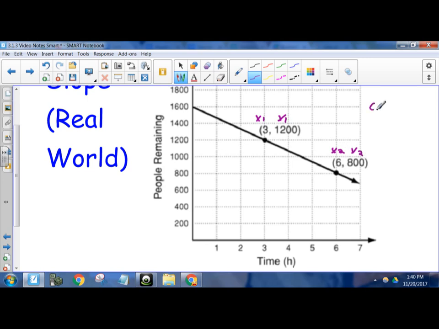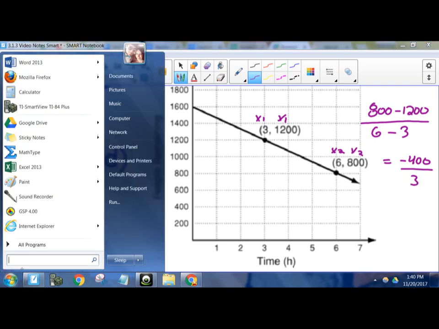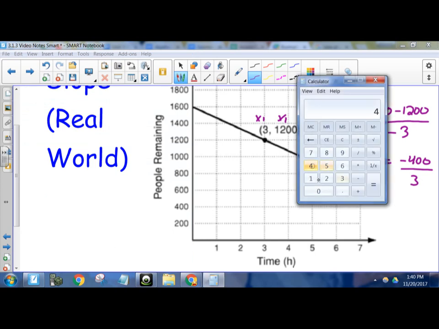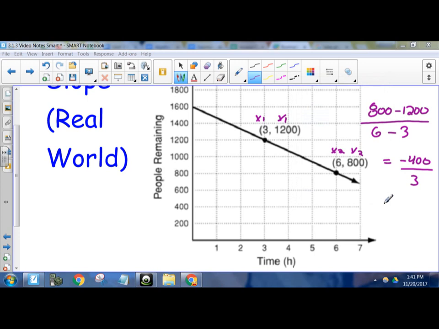So if we do y2 minus y1, and we divide that by x2 minus x1, we're going to have the answer: 800 minus 1200 would be negative 400, divided by 6 minus 3, which is 3. Okay, and then we can calculate what that would be in reduced form. So 400 divided by 3 is going to equal about 133.33. So we'll call that 133 and 1/3. So this equals negative 133 and 1/3. Okay, so that's the slope.